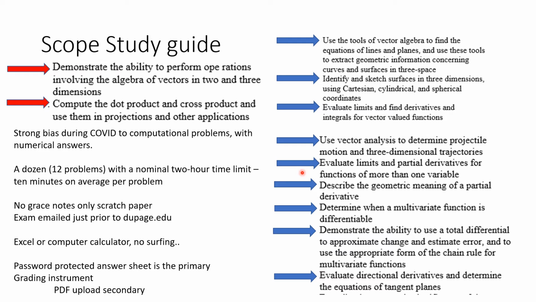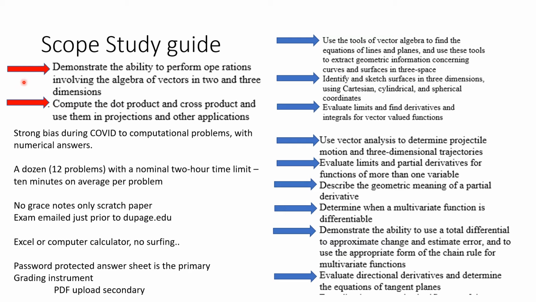We've talked about evaluating limits and partial derivatives for functions of more than one variable. We've talked about the geometric meaning of partial derivatives, and we've talked about what it means for a multivariate function to be differentiable. We've talked about the total differential to approximate change and estimate error, and we've used the chain rule also with respect to multivariate functions. And we have evaluated directional derivatives and determined the equation of tangent planes. So those are things that we've done, and those are part of the scope for the midterm.